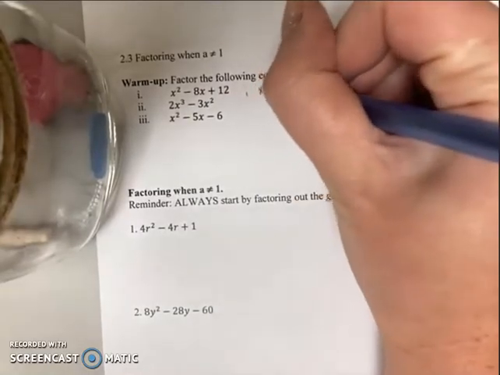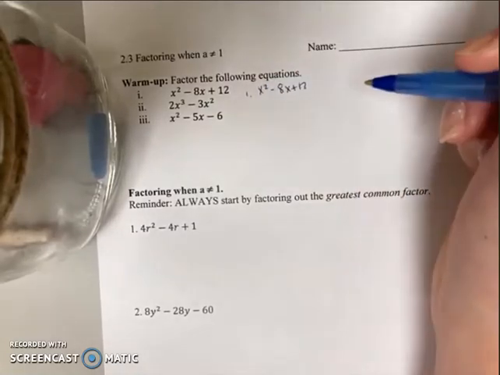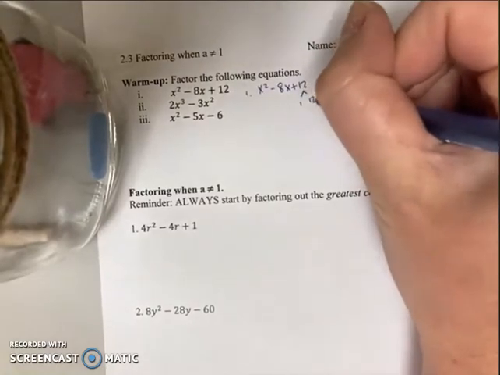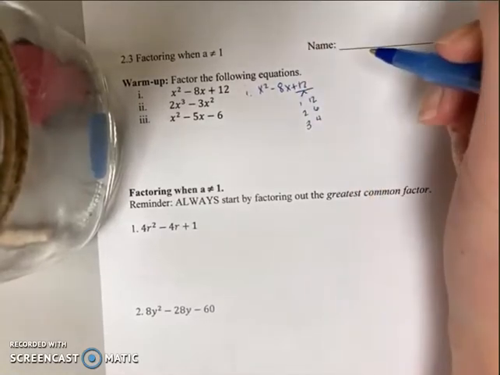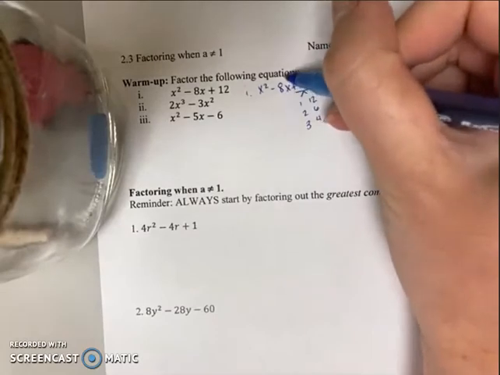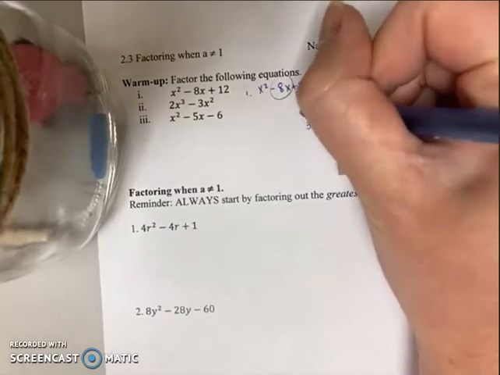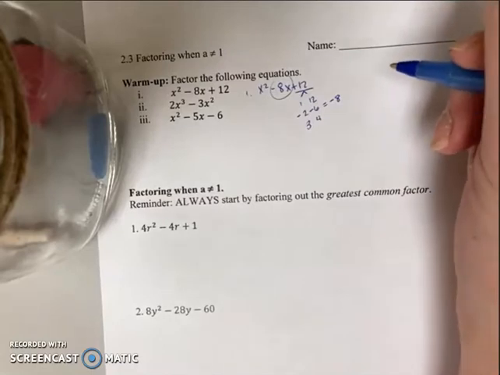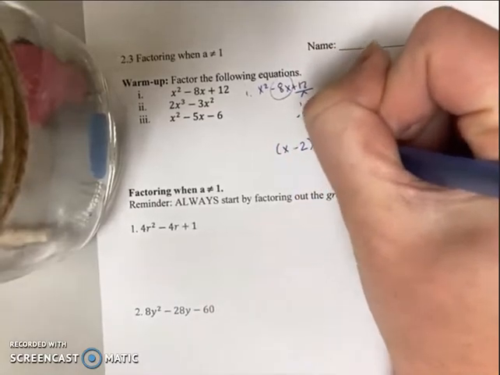All right, the first one, we have x squared minus 8x plus 12. For this example, a is equal to 1, so we can go ahead and use guess and check. The factors of 12 are 1 and 12, 2 and 6, 3 and 4. Because it's positive, I know I have to use the same signs, and I would like to get a negative 8x. That means that I'm going to use the 2 and the 6, and both of them would have to be negative in order for me to get the negative 8. Meaning that your final answer is x minus 2 times x minus 6.